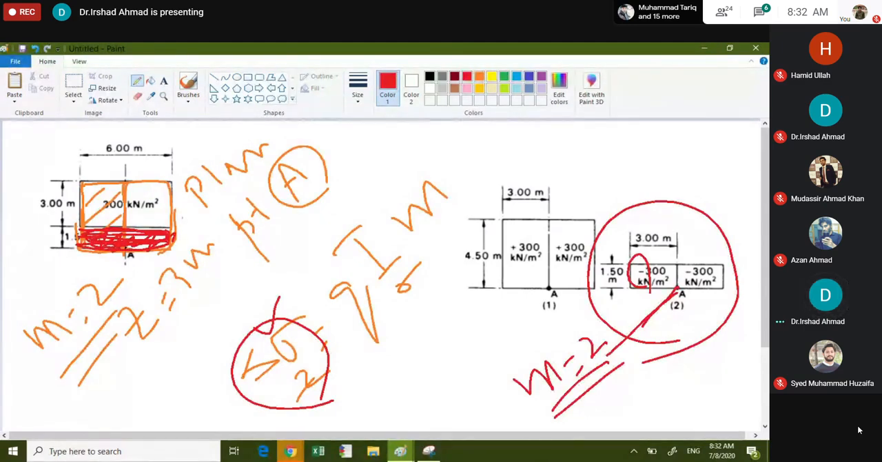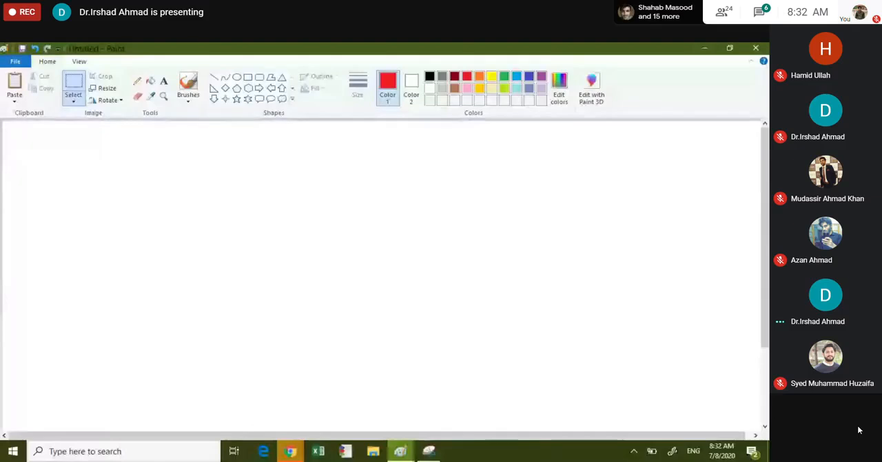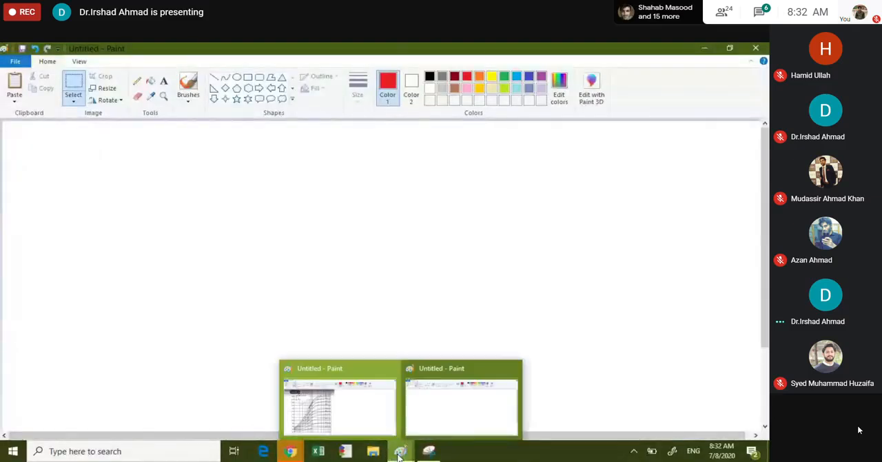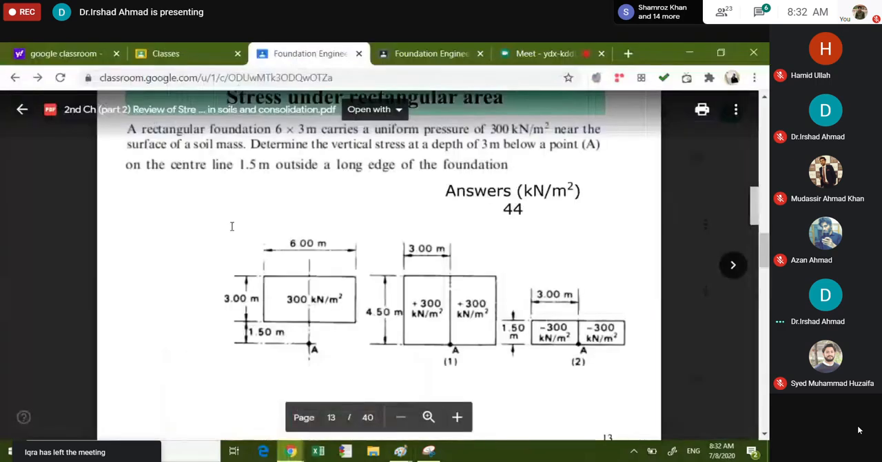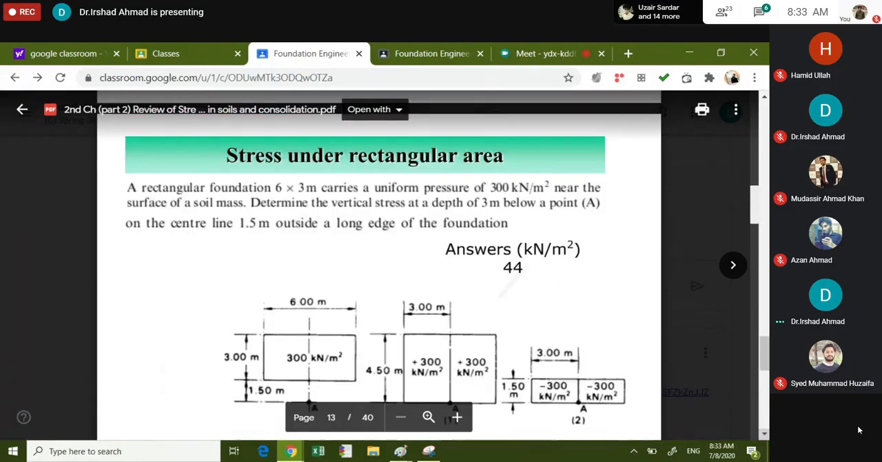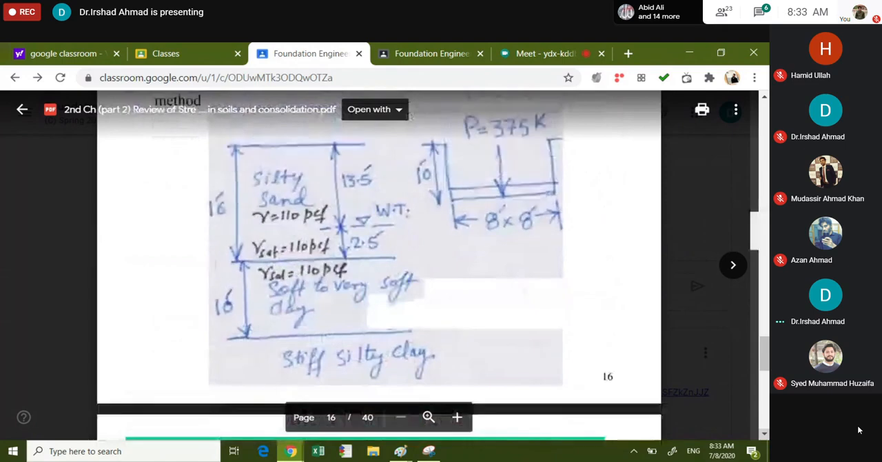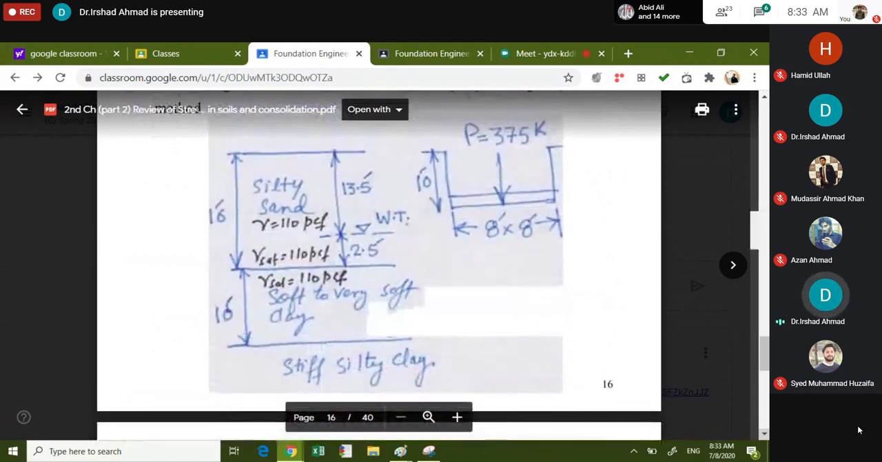Now let's apply the stress calculation to a real foundation problem, right? This is a real problem, right?